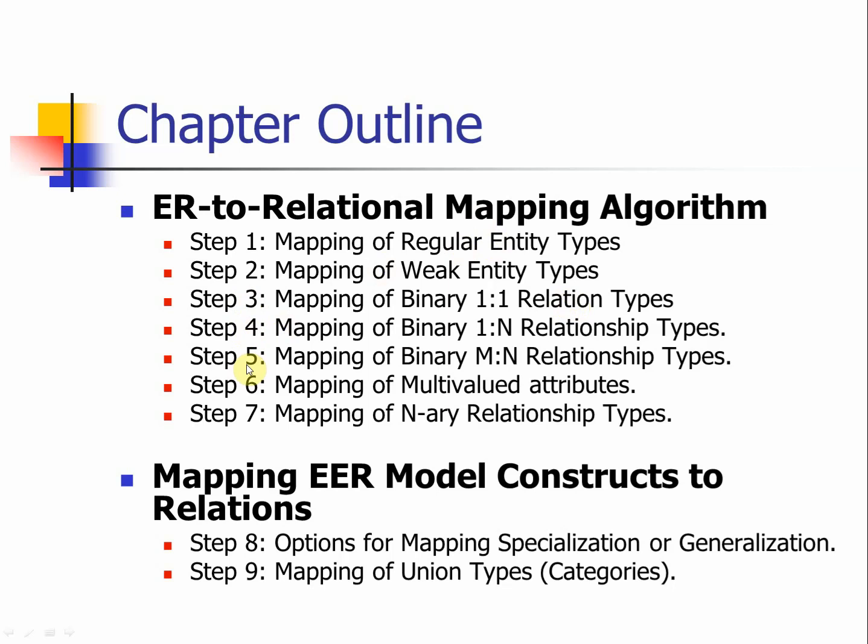Since in cardinality ratio, there are only 3 different types, indicating 1-to-1, 1-to-n, and m-to-n relationships, those 3 different types correspond to steps 3, 4, and 5. So let's take a look at step number 3, working on the 1-to-1 relation.